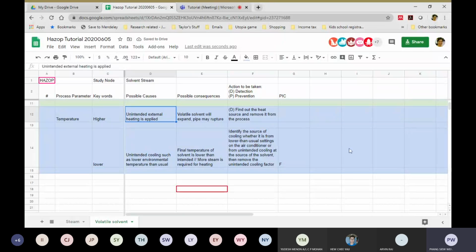So unintended external heating is applied. The cause? How? Anyone help? From the steam. But now we are talking about the pipes, the incoming. Oh, yes. Okay. The study notes here say solvent streams. Are you looking at the incoming or the outgoing? This one, we need to be specific. At incoming or outgoing? So meaning we have two pipes here.